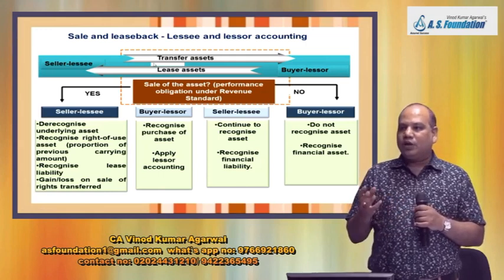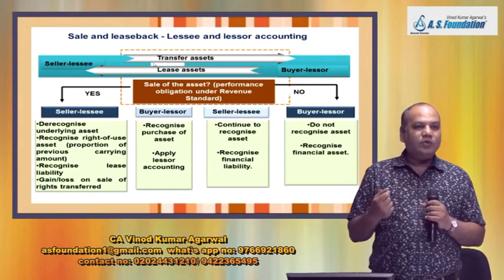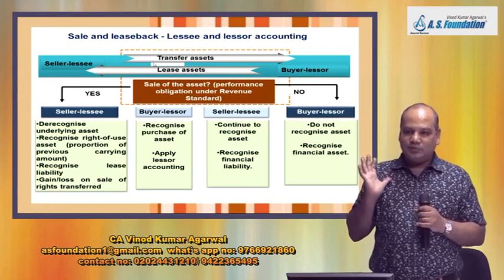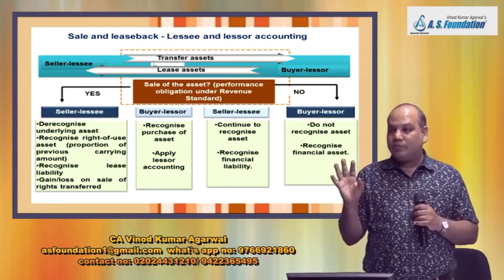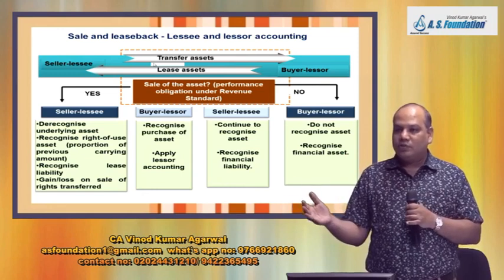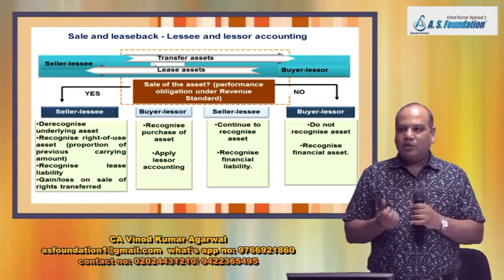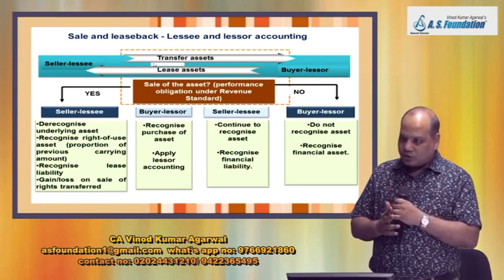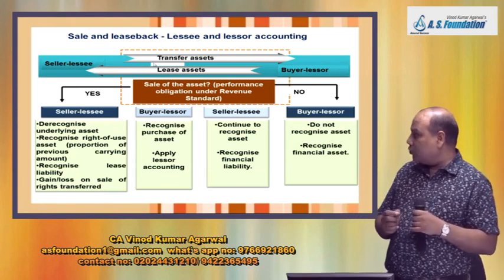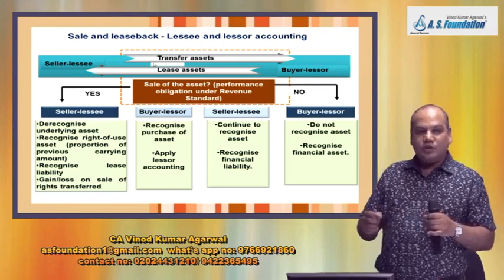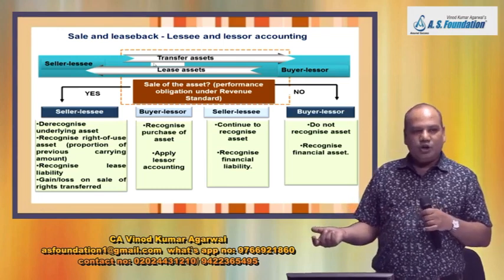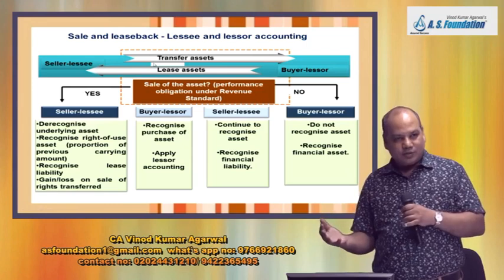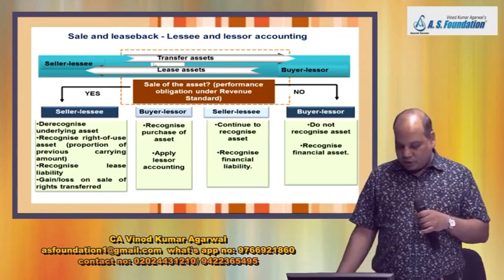Suppose the fair value of the asset is 20 lakh, but the present value of the lease payment is only 10 lakh. So 10 by 20 of the carrying amount we will retain as right of use asset. So this time the calculation of the right of use asset will not be simply the present value of lease payment. It will be a proportion of the carrying amount. You are not transferring the whole asset. You are transferring only a proportion, retaining a proportion.